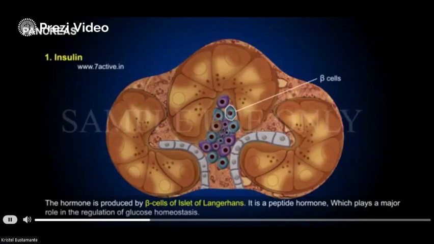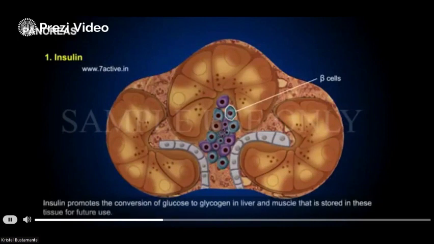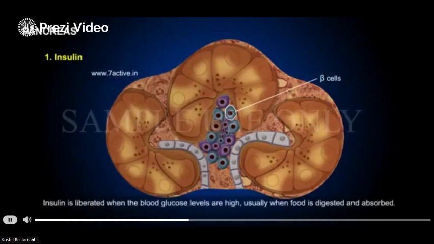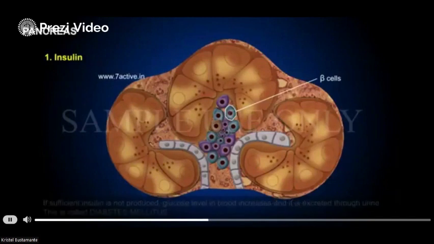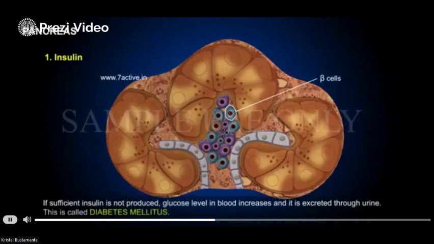It is a peptide hormone which plays a major role in the regulation of glucose homeostasis. Insulin promotes the conversion of glucose to glycogen in liver and muscle, which is stored in these tissues for future use. Insulin is liberated when the blood glucose levels are high, usually when food is digested and absorbed. If sufficient insulin is not produced, glucose level in blood increases and it is excreted through urine. This is called diabetes mellitus.